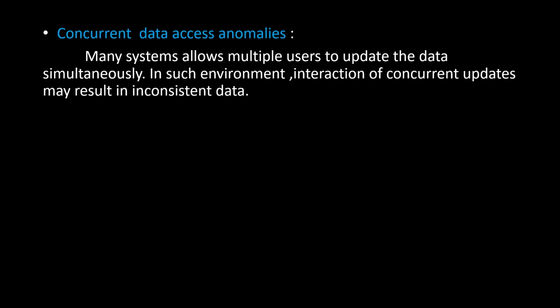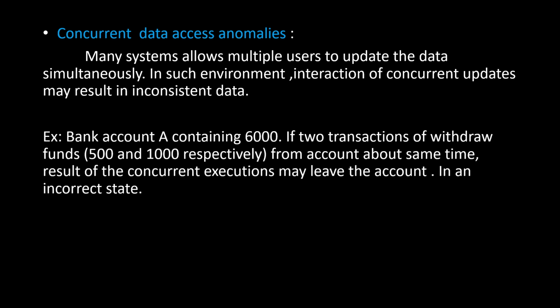The sixth one is concurrent data access anomaly. Many systems allow multiple users to update the data simultaneously. In such an environment, interaction of concurrent updates may result in inconsistency of data. For example, if person A has a bank account of rupees 6,000, and two transactions withdraw funds of 500 and 1000 rupees respectively from the account at about the same time, the result of concurrent execution may leave the account in an incorrect state.